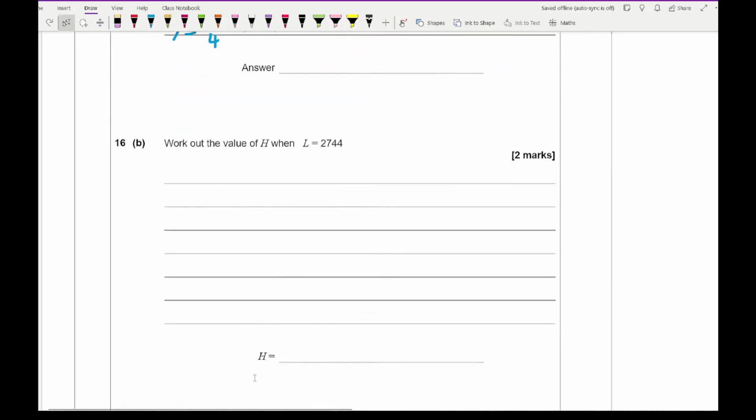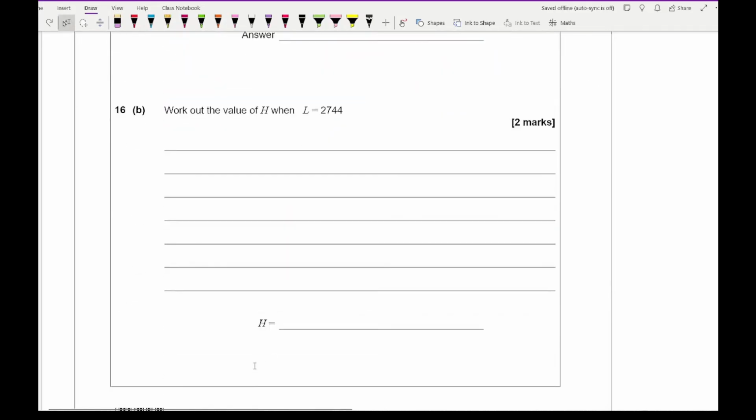Then for question 16b, we just want to substitute that number, L equals 2744, into the formula. So h equals 28 divided by the cube root of 2744. And if I type that straight into my calculator, I should have the correct answer of 2.